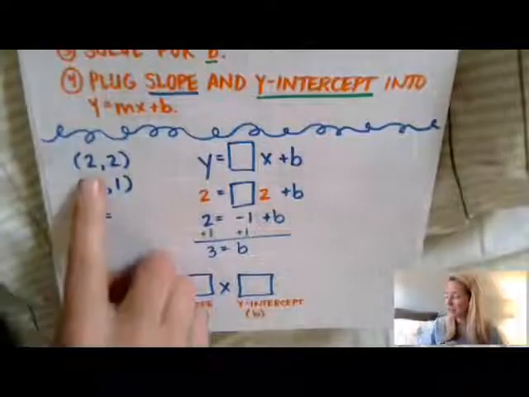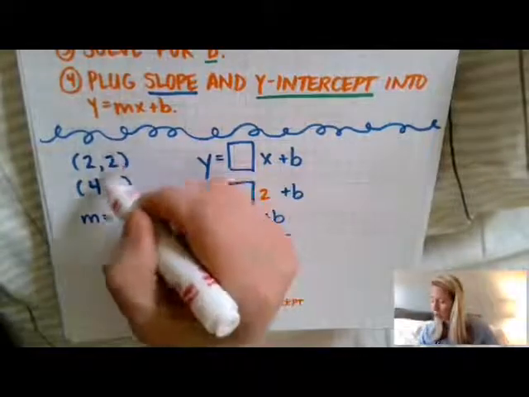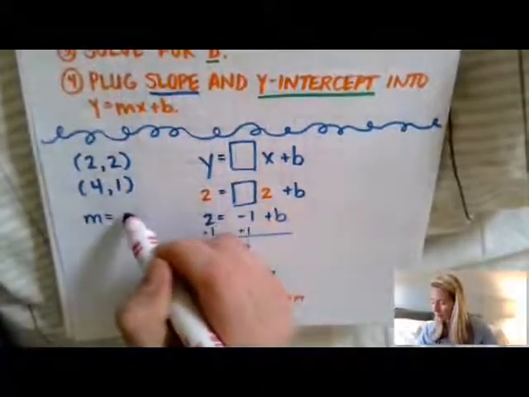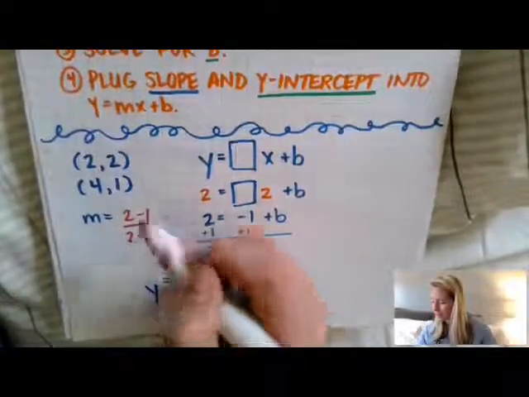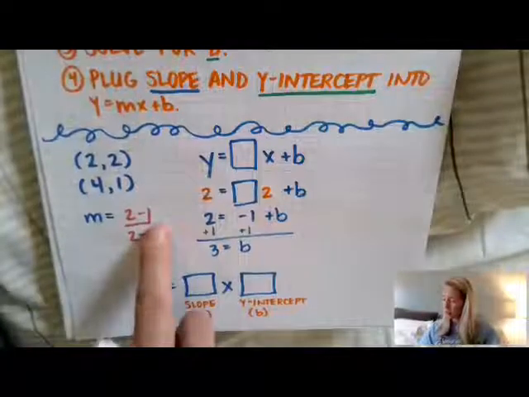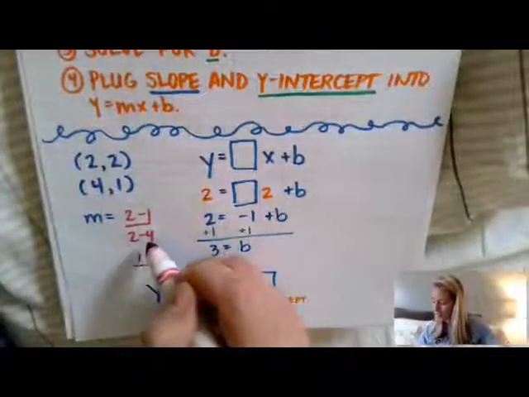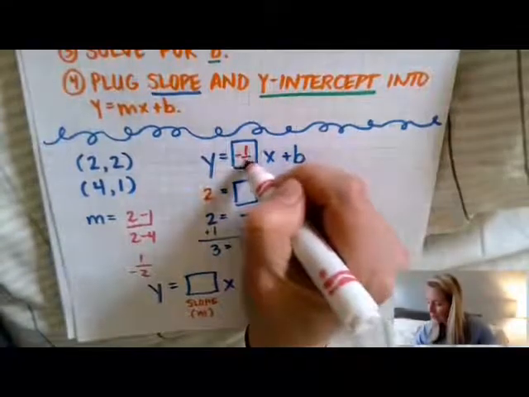If I have these 2 points, and I said, okay, I want to find my slope first. Well, 2 minus 1 over 2 minus 4, because we have to subtract your y's, and then subtract your x's. 2 minus 1 is 2. 2 minus 4 is negative 2. So our slope is negative 1/2.